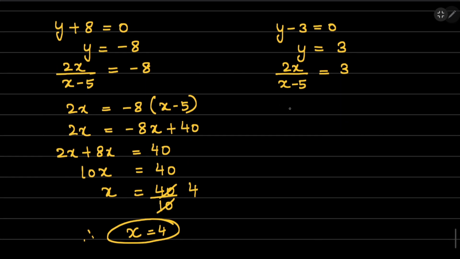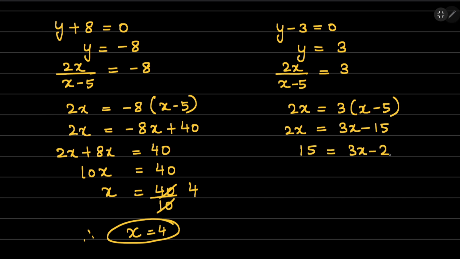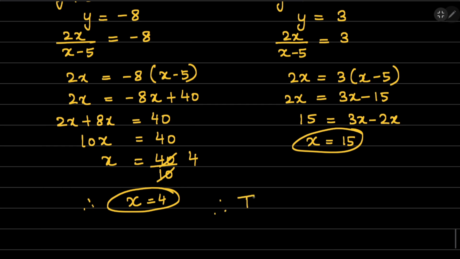Let's find the other answer. So 2x equal to 3 multiplied by x minus 5. 2x equal to 3x minus 15. You take 15 to this side, equal to 3x minus 2x, which is just x. x is equal to 15. So therefore, what are the two roots? The two roots are x is equal to 4 and 15. That's your answer.